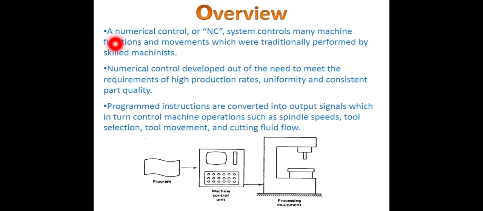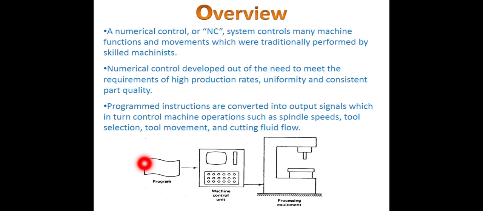So, an overview of numerical control we'll see here. A numerical control or NC system controls many machine functions and movements which were traditionally performed by skilled machinists. Numerical control developed out of the need to meet the requirements of high production rates, uniformity, and consistent part quality. Programmed instructions are converted into output signals, which in turn control machine operations such as spindle speeds, tool selection, tool movement, and cutting fluid flow.